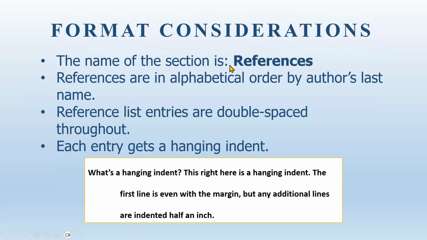Some format considerations. The name of this section is just "References." It's not "Works Cited," it's not "Bibliography." According to APA style, it's just References. They are always in alphabetical order by the author's last name, which is what you had been using in your in-text citations. The whole thing should be double-spaced, but each individual reference entry gets a hanging indent. Okay, what's that? This is how a hanging indent looks. The first line is even with the left margin, but any additional lines that wrap around are indented half an inch. Why, you may be asking? So that the author's last name that your reader is hunting for is standing out on an empty background, so it's easier to find.